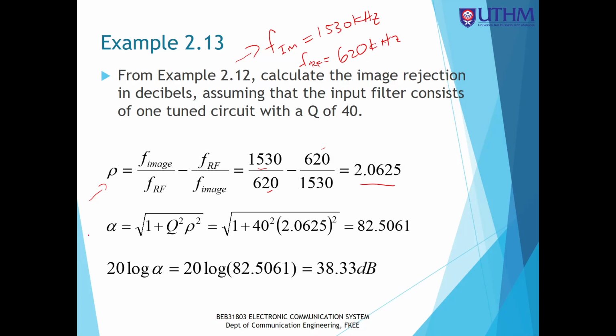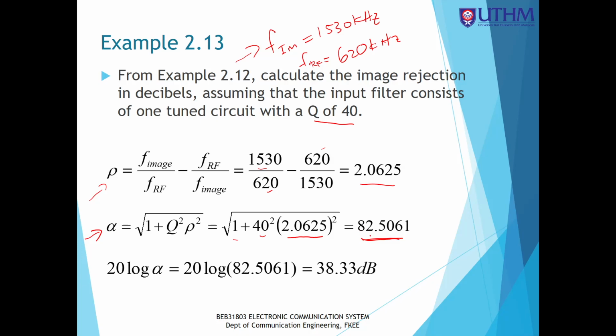Then you can find the alpha parameter, which is equal to the square root of 1 plus Q square rho square. So square root of 1 plus the Q parameter given from the question, multiplied with the rho parameter, the rejection ratio that we have calculated. Make sure both are squared, then plus 1 and then square root. You should get this amount. Try using your calculator. Can you get this amount or not? If you cannot get this amount, please inform me now. Kalau tak dapat nilai ni, tolong beritahu.